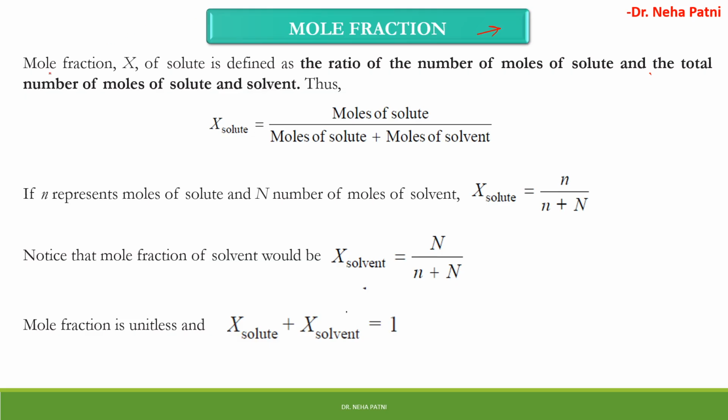Now, what do we understand by the term mole? I hope you remember that one mole contains how many entities? 6.02 into 10 to the power 23, which you call the Avogadro constant or number also. So it's just the quantification of how many moles there are. That is what we discussed, right?